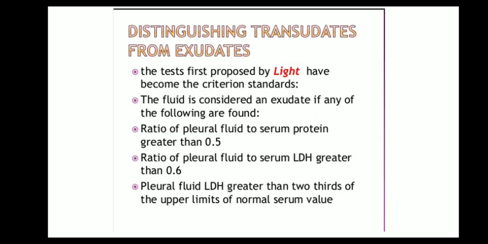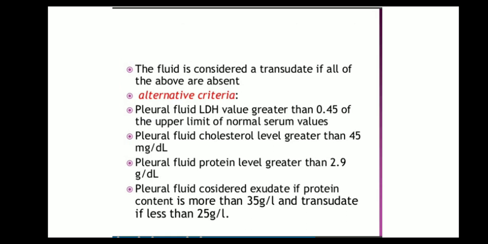When the pleural fluid is taken, it should be analyzed as follows. First, exudate should be distinguished from transudate. The fluid is considered exudate if the following features are found: ratio of pleural fluid to serum protein is greater than 0.5; ratio of pleural fluid to serum LDH is greater than 0.6; pleural fluid LDH is greater than two-thirds of the upper limit of the normal serum value. The fluid is considered to be transudate if all the above are absent.